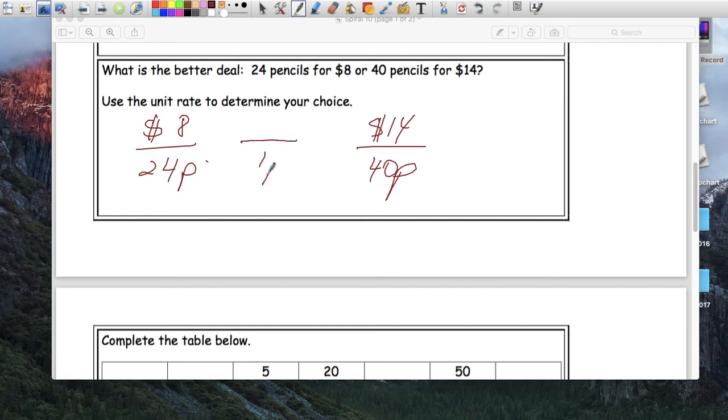So how much does 1 pencil cost here? Divide this by 24. Divide this by 24. On this side, I want to find out what 1 pencil is as well. So divide this by 40. And divide the top by 40.